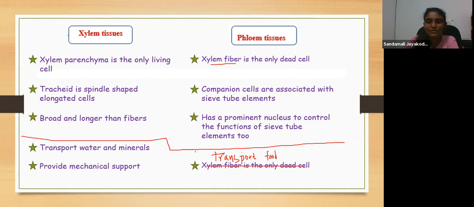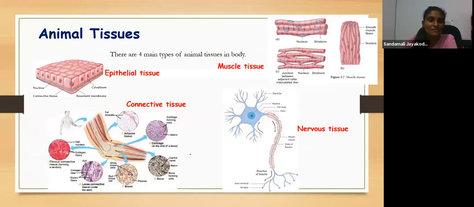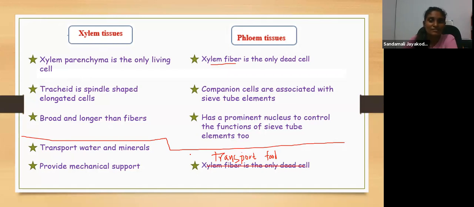It transports food. And rather than transporting water and minerals, xylem tissue provides the mechanical support to the stem. So these are the functions of those complex plant tissues.